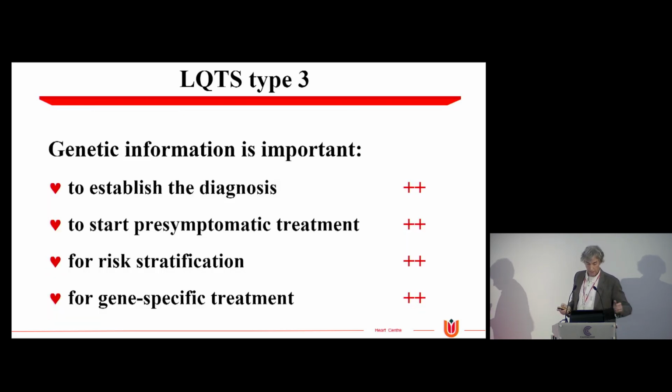Now, why is genetic information important in long QT syndrome type 3? Of course, to establish a diagnosis. A normal EKG does not exclude being a carrier of a variant. With that, you can start pre-symptomatic treatment. It is important for risk stratification. Different variants have different risk. And it's even important for gene-specific treatment within the sodium channel itself.